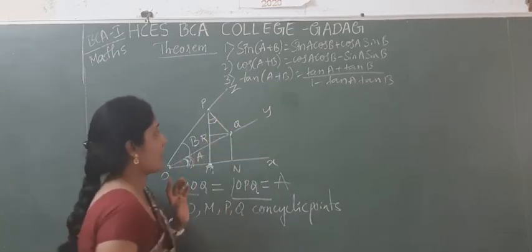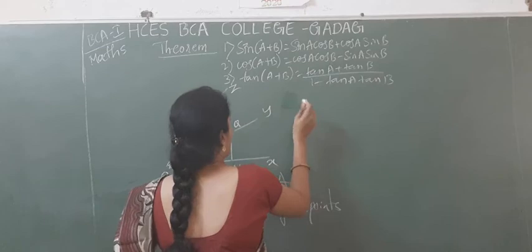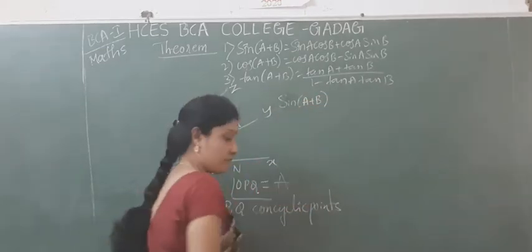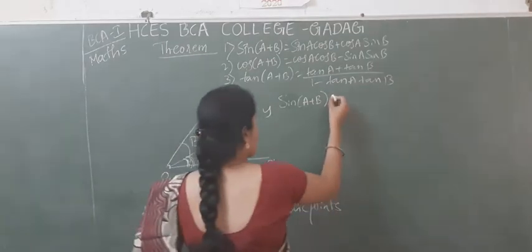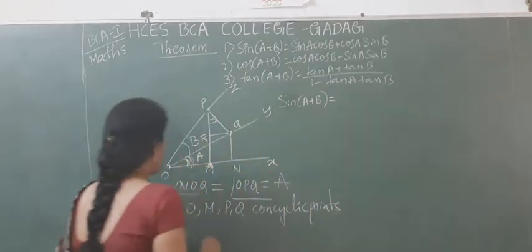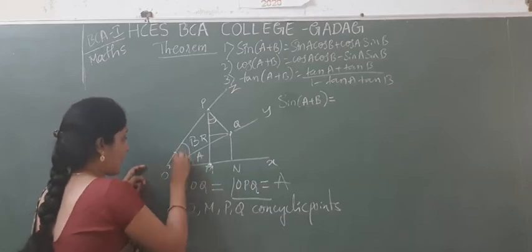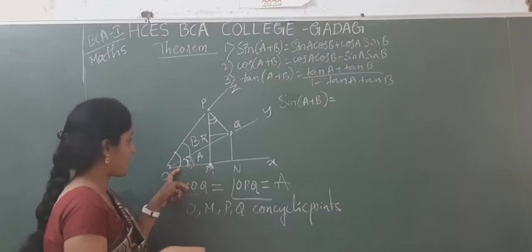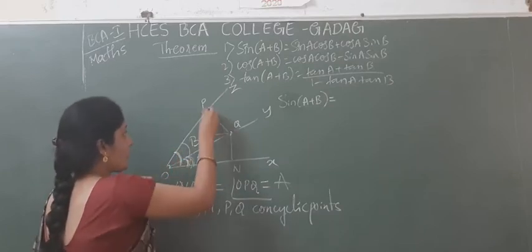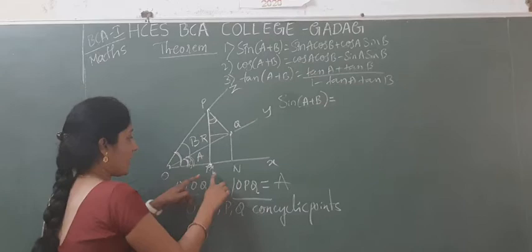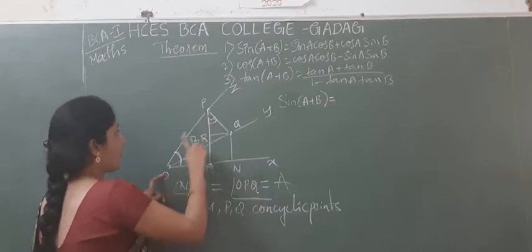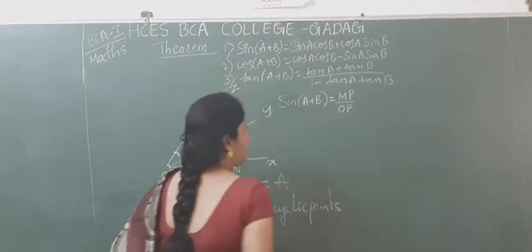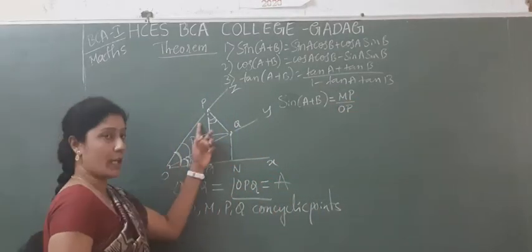Now, coming to the first theorem. What is sin(A+B)? A plus B means this whole angle. What is sine? Opposite divided by hypotenuse. For this angle, this is opposite. So MP divided by OP, because opposite divided by hypotenuse.